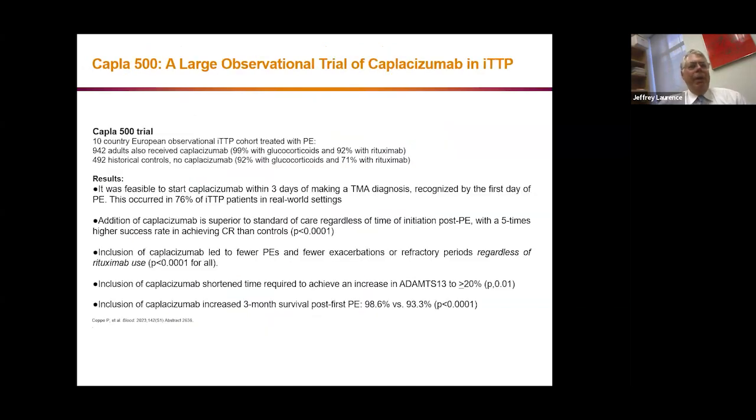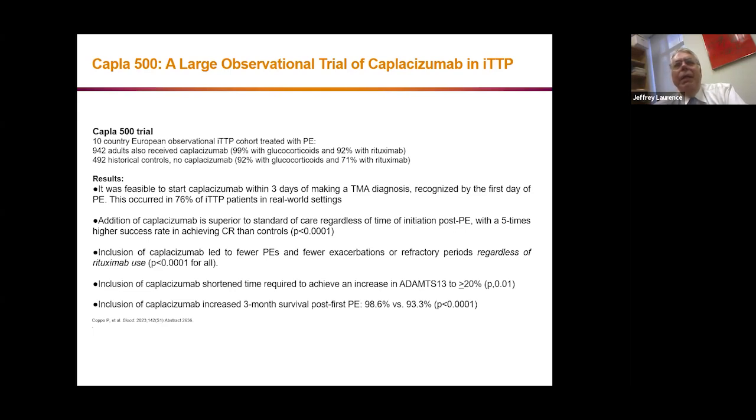And a paper that was published only as an abstract last year at ASH, but is now, I understand, in final revision for a full publication. This is the CAPLA 500 trial, where they're looking at enrolling 500 individuals from 10 countries, at least 500 receiving caplacizumab. They're actually up to 1,000 now, with 500 historical controls.